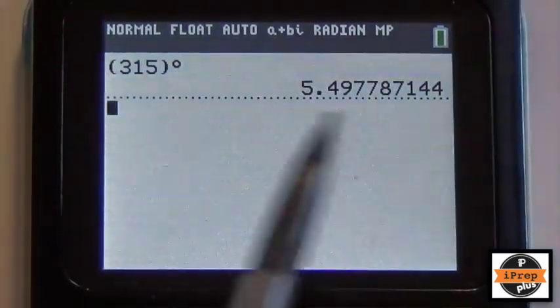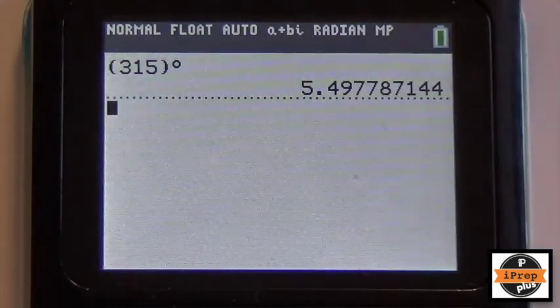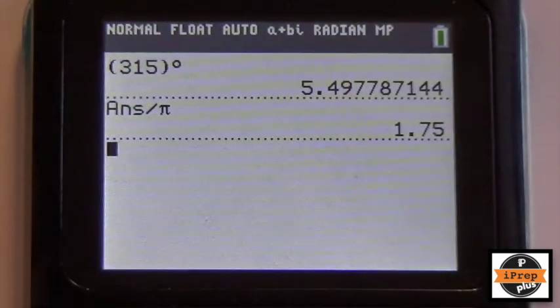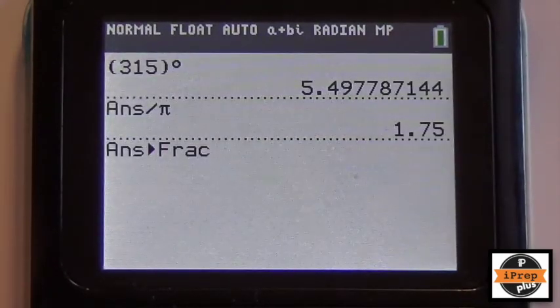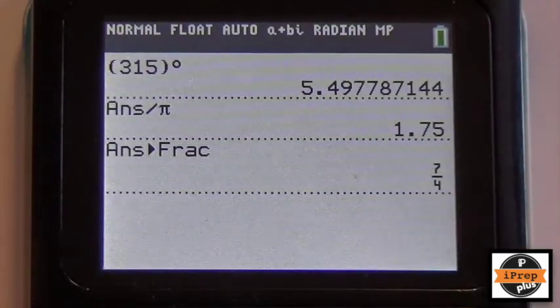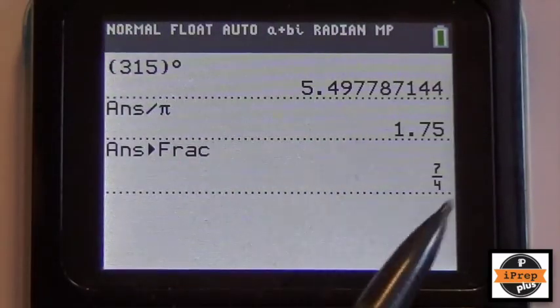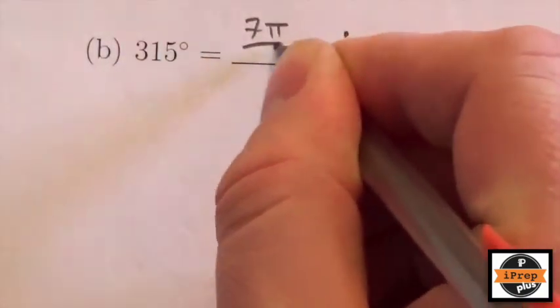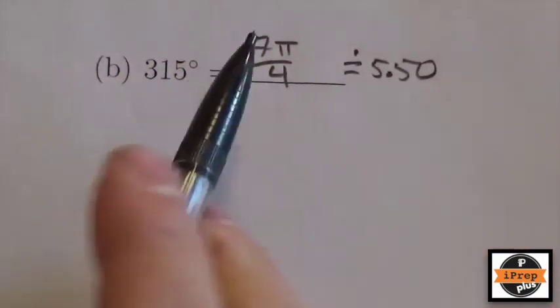Now that's a kind of bizarre decimal, but the reason is because there is a pi in that number. So let's divide out the pi just for a second. Get rid of that. That leaves us with 1.75. If you're not sure what that is as a fraction, you just press math, choose the fraction operation, press enter, and I get 7/4. Now put the pi in. We took it out a couple seconds ago. Let's put it back in as a pi symbol. And so this is 7 pi over 4. That's the exact value that we were looking for.